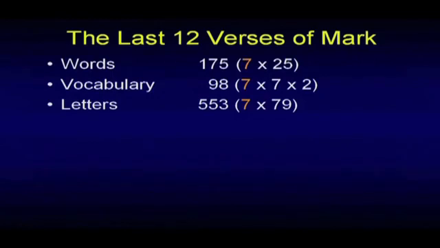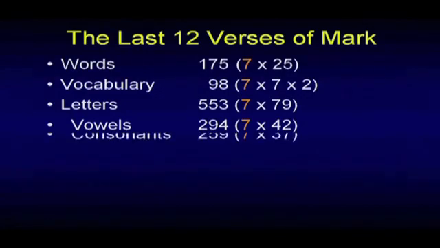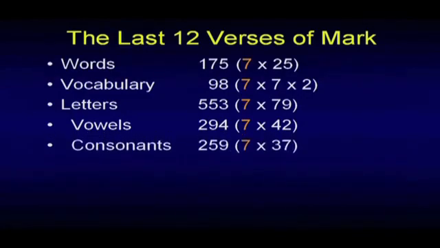The number of letters in the Greek are 553. That turns out to be a multiple of 7 precisely. When I say a multiple, there's no leftover. You follow me? The vowels are a multiple of 7 exactly, and so are the consonants. Well, they would be, because they would be dependent on one another.